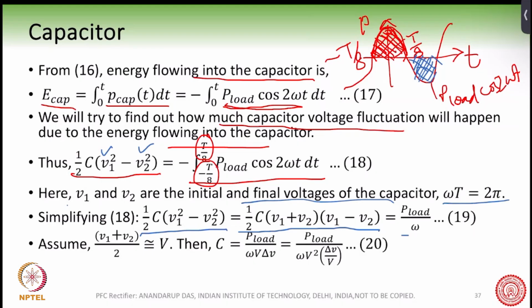And so we can write it this way, and then we can assume that V1 plus V2 is almost equal to 2 times V, because the ripple is usually very small. And so we can substitute and write C equal to P load by omega V square into delta V by V. So we have written it in this format, delta V by V, because sometimes we say that delta V by V is 0.01. Delta V is the fluctuation in the capacitor voltage. This V1 minus V2, this is the delta V.